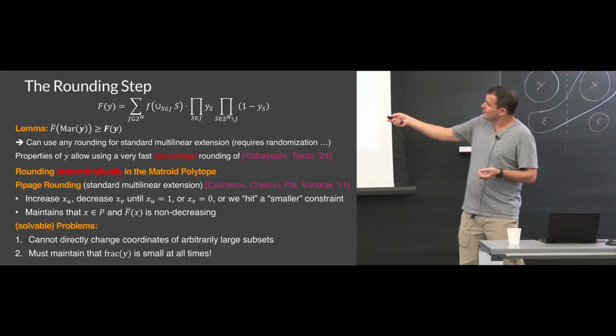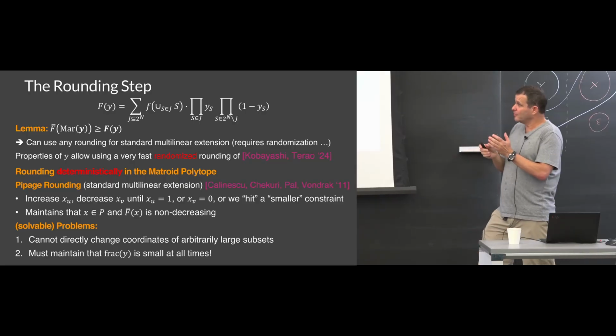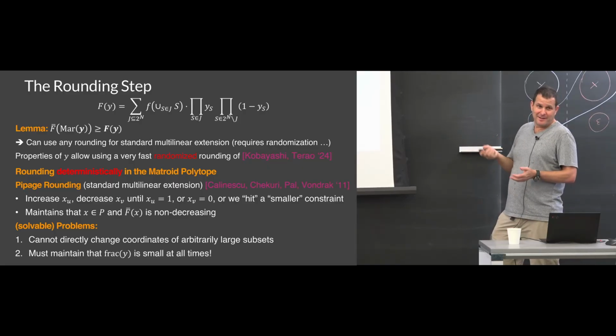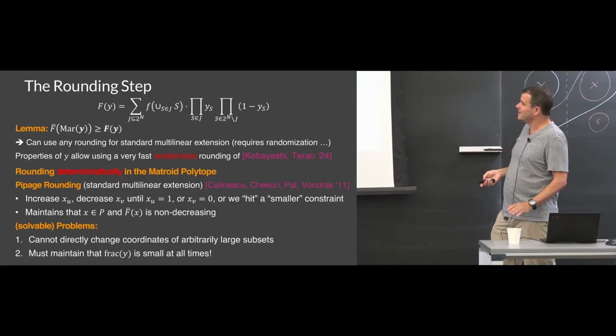But I will just tell you that we have a lemma that if you take a vector y, the marginal vector, and you take the standard extension, it will give you more value. So you can use any rounding for the standard multilinear extension, but this will be randomized. And you can even do it faster.